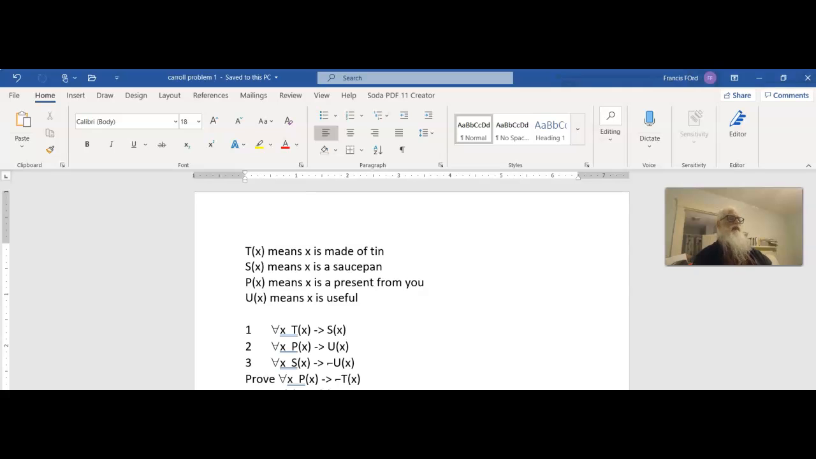Hello, how are you? What I want to do is do two examples of the homework on logic that you have to do. So here's the first example.